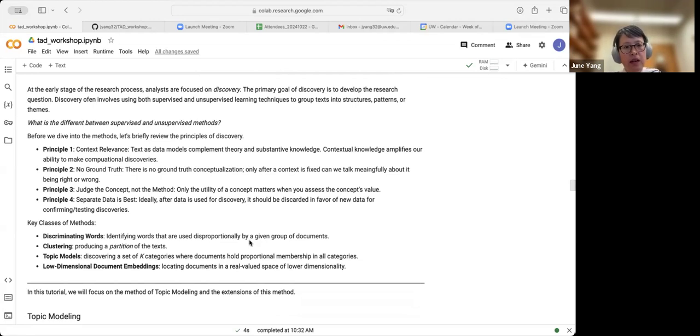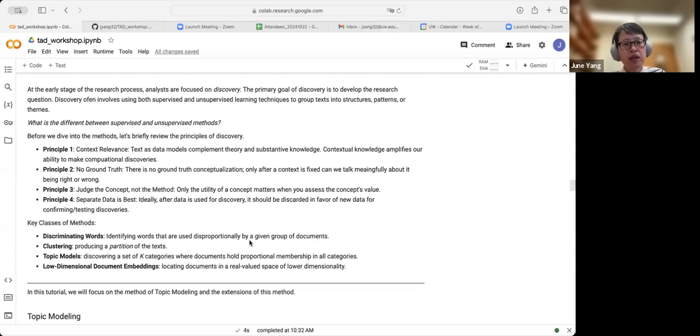First of all, text data models complement our theory and substantive knowledge. We cannot, for example, start with a corpus we have and ask what can I discover from my corpus without any knowledge of theory or without any research question in mind. I myself will often find it really hard to interpret what that initial result shows. So contextual knowledge will amplify our ability to make computational discoveries.